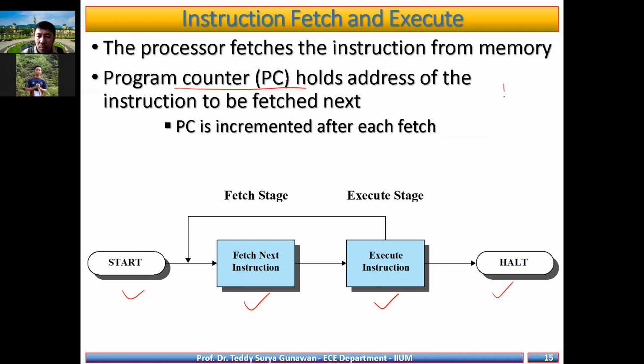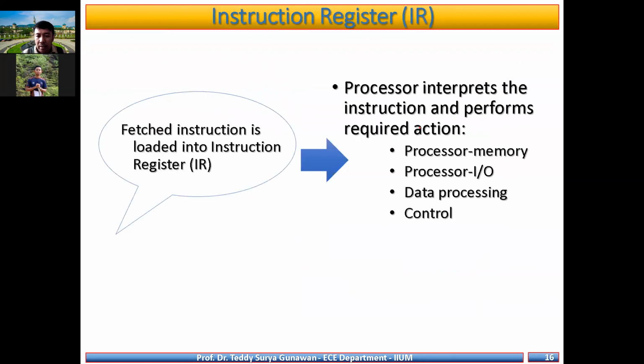Okay, the program counter will start from 1, 2, and continue continuously. The program counter is incremented after each fetch. The fetched instruction is loaded into the instruction register. The processor interprets the instruction and performs the required action. It can be processor-memory related.